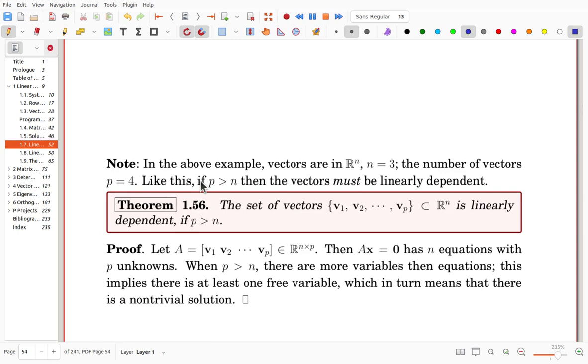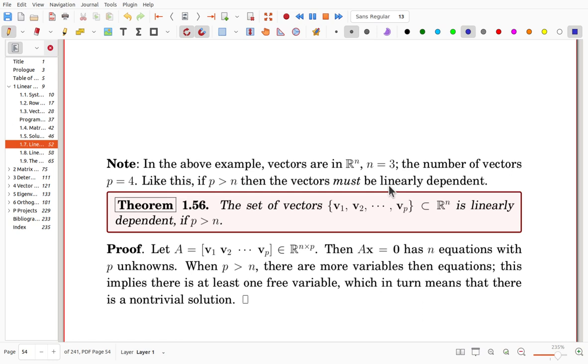In the above example, vectors are in R^3. The number of vectors p is 4. Like this one, once p, the number of vectors, is larger than the dimension, then the vectors must be linearly dependent, because the corresponding matrix should have at least 1 non-pivot column. So the set of vectors must be linearly dependent.